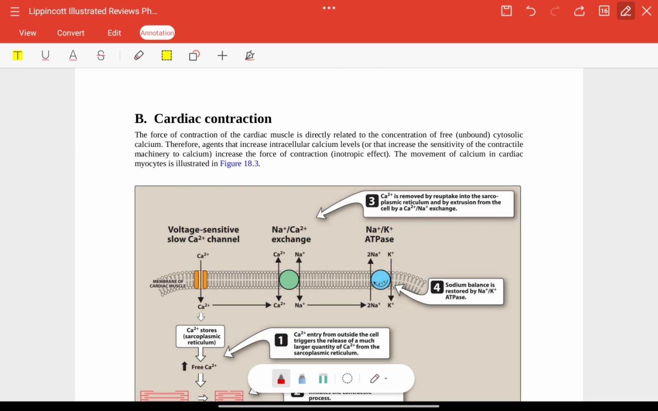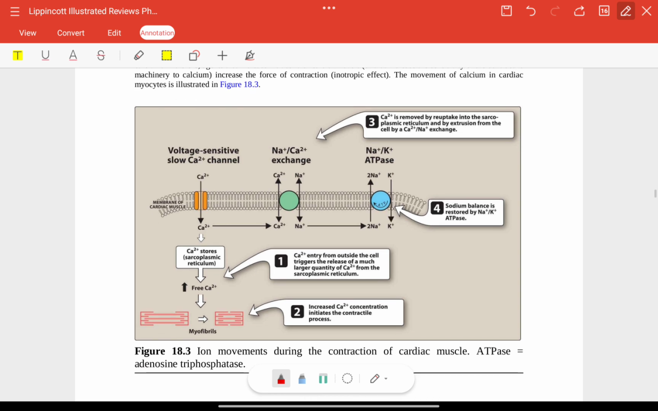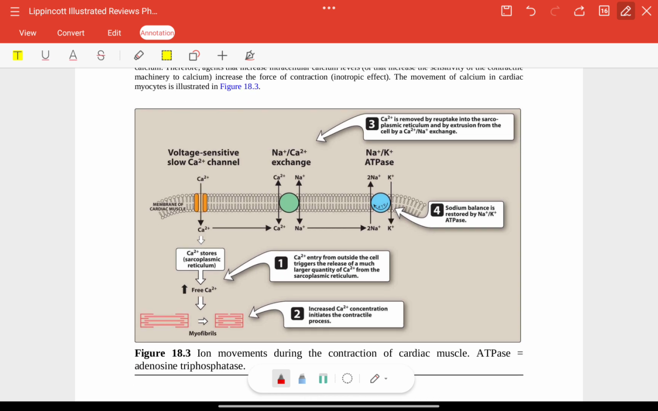Now, cardiac contraction. Ion movements during the contraction of cardiac muscles. First of all, what happens? Calcium entry from outside the cell triggers the release of a much larger quantity of calcium from the sarcoplasmic reticulum. Calcium is needed first. Then the increased calcium concentration will initiate the contractile process in the myofibrils.